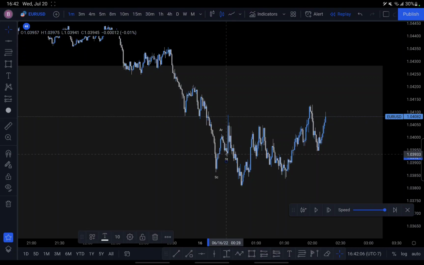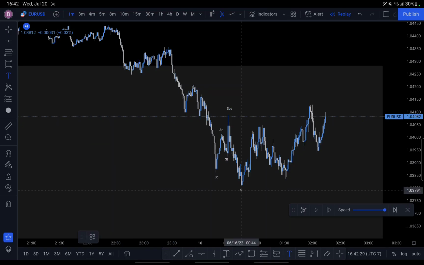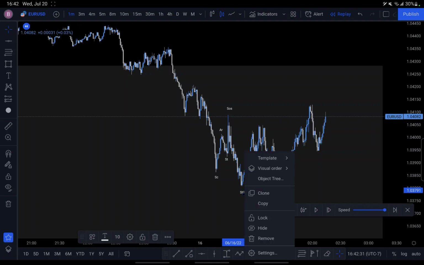Our secondary test tested the demand zone in here, or this little demand zone, whichever one, before creating our sign of strength. Okay, sign of strength tested a supply zone right here before pushing price down, creating our ST in phase B. Right here.